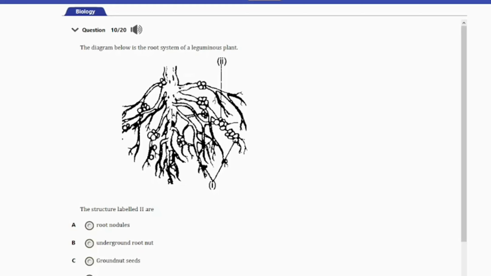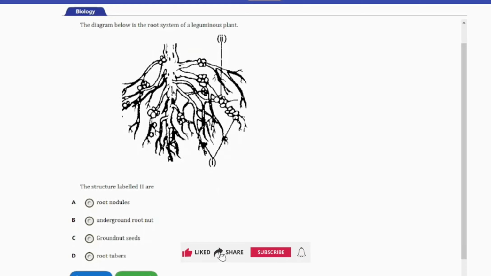That's question number 10 here. It says, the diagram below is the root system of a leguminous plant. It says here, the structure labeled II are A. Root nodules. B. Underground root nodes. C. Groundnut seeds. And D. Root tubers. So guys, the answer to this question here is option A, and that's root nodules.